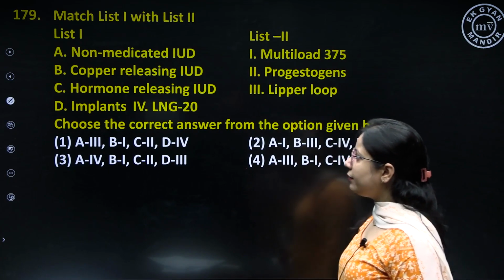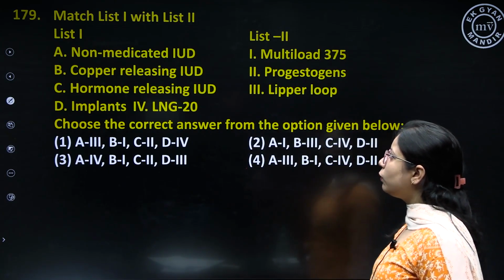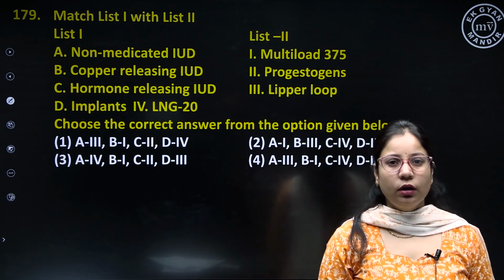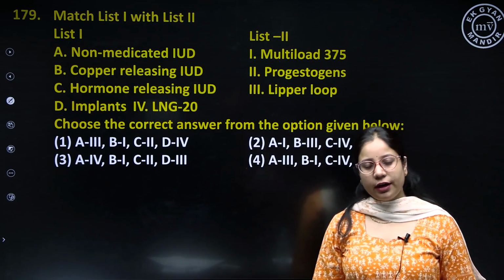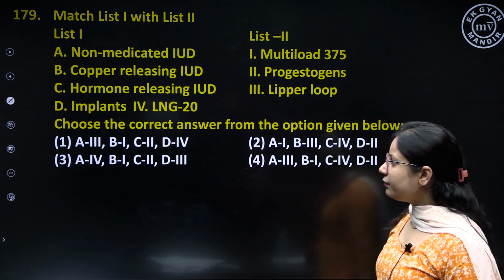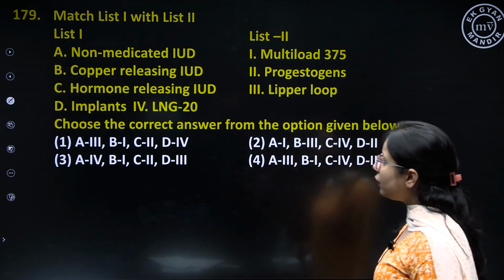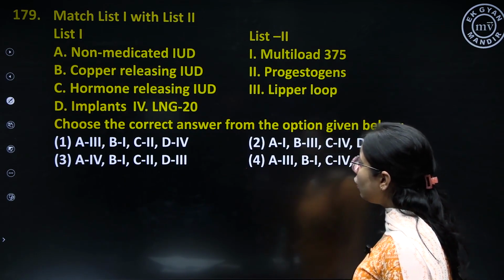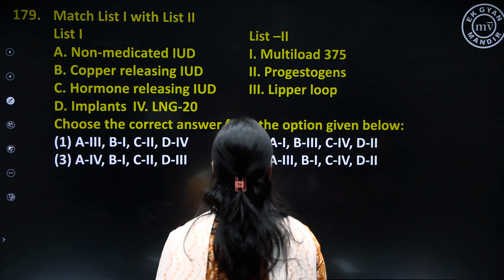Question number 179. Match list 1 with list 2. So here we have a list of some properties, that is intrauterine devices, given in list 1. We have to match them with list 2. So first of all, A is non-medicated IUD.